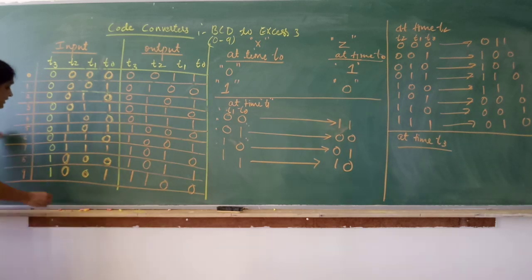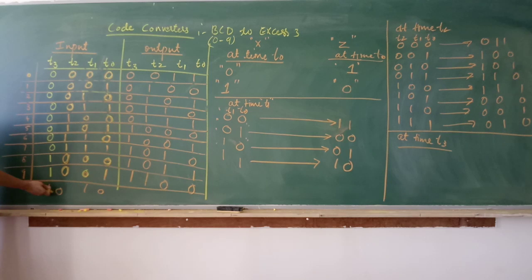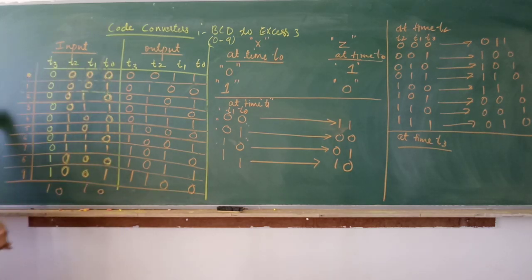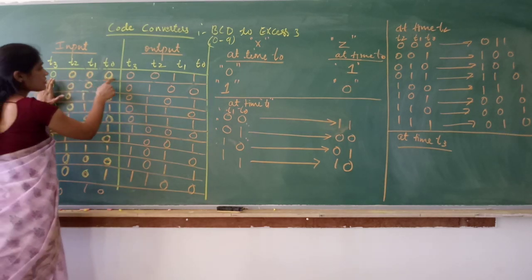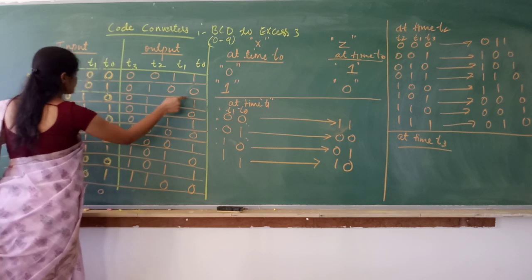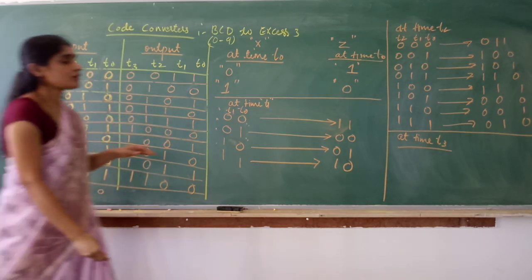Okay. If we receive 1 0 1 0, what is that? Don't care, because BCD numbers are only from 0 to 9. If I receive 1 0 1 0, that is a don't care. We get don't care outputs, right? So at time t3 you can fill. If it is 0 0 0 0, the output is 0 0 1 1. For 0 0 0 1, output I should get 0 1 0 0. For 0 0 1 0, 0 1 0 1. Like this, you can write at time t3.